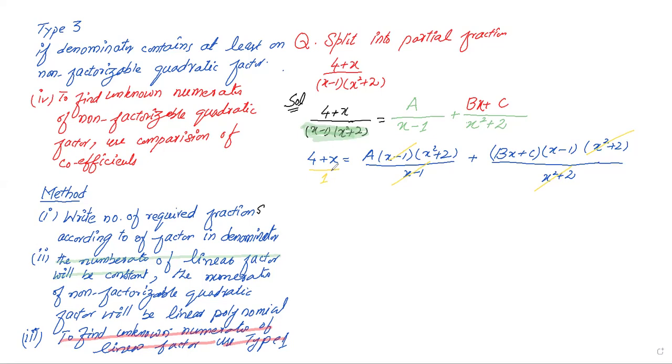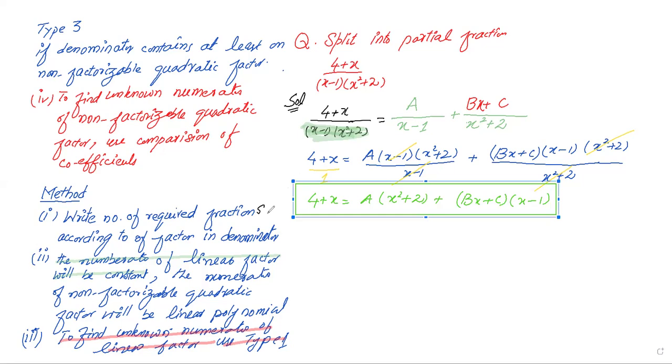So in this case, your equation becomes, I am writing the equation in, suppose, green color: 4 plus x is equal to a times x squared plus 2, and then we have plus bx plus c times x minus 1. Now, this is a very important thing that you have to put in a rectangle so that all the other steps you can start from here.